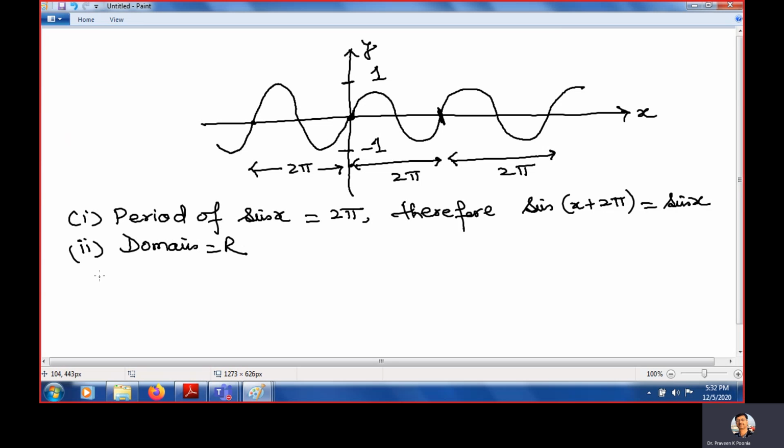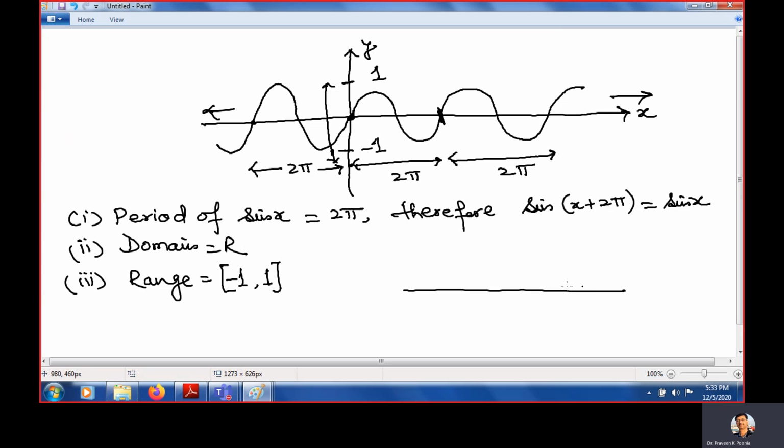It is R, and the range is on the y-axis. Look, for the negative side also this is defined, the positive side also defined. So the domain is R, but the range is from here to here only. Clear? So the range is equal to minus 1 to plus 1. Okay, so this is the graph of sin x.